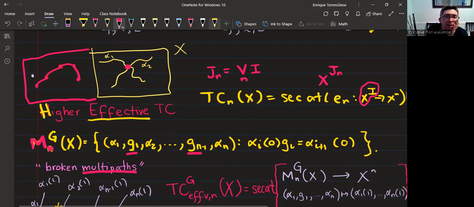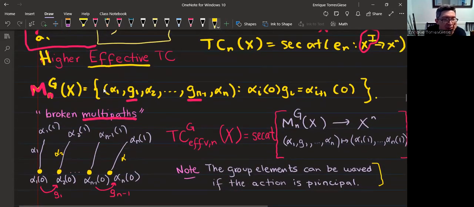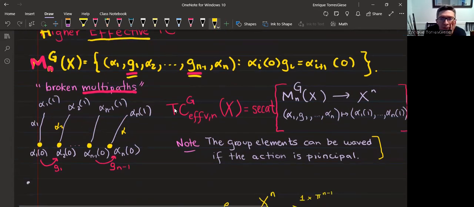Okay. So that is why I defined this space of multipaths here, essentially consisting of a bunch of components that can be glued, and we are keeping track of the group elements that we can use to complete the motion planning. So we have an evaluation function again, and then we're taking the sectional category. Now it turns out that the group elements can be waived, can be forgotten. You don't have to carry them if the action is principal.